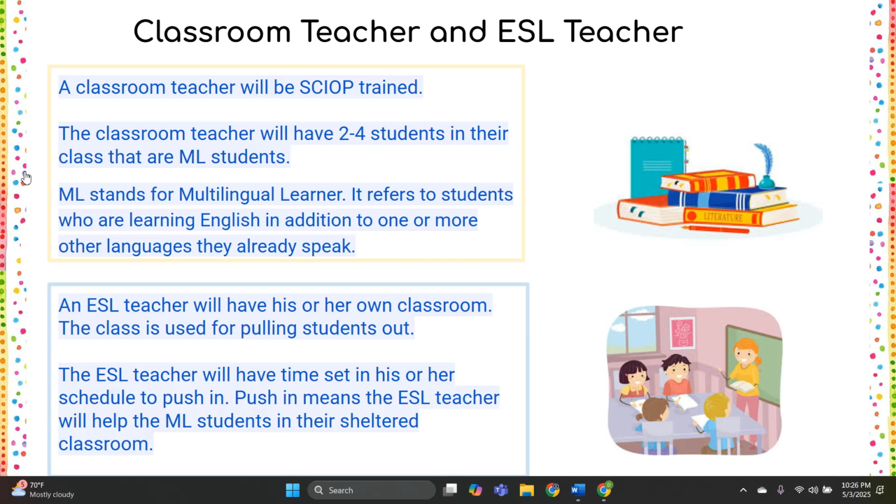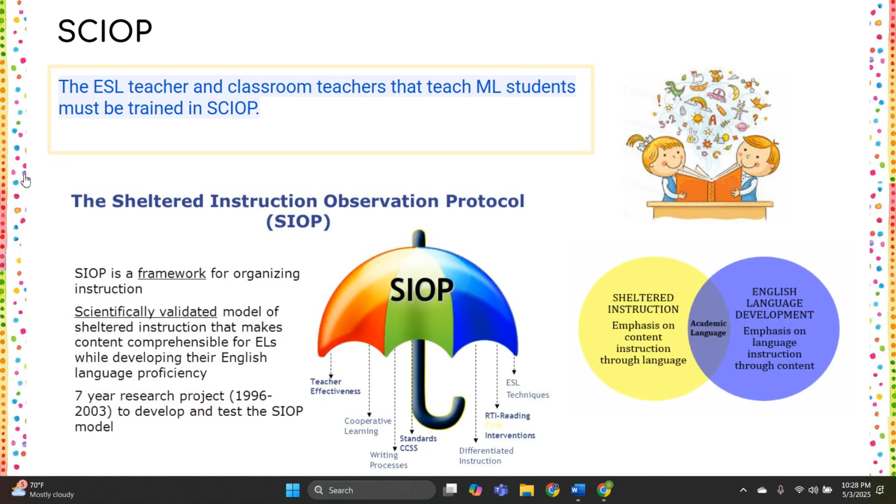Sheltered instruction is used in mainstream classrooms that include a combination of ELLs and native English speakers, or in classrooms with ELLs only. Sheltered instruction is designed to provide second language learners with the same high quality content that native English speakers receive through a combination of techniques and a focus on academic language development. Teachers trained in sheltered instruction implement sheltered techniques in all content areas, and this includes math, science, social studies, and English.